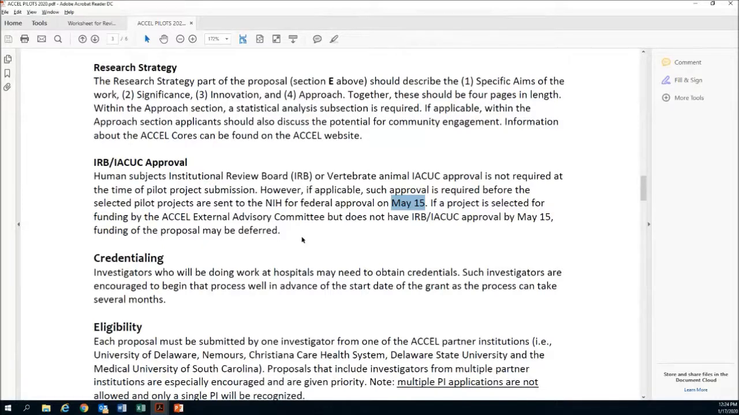So do this early. Unless you have a really complicated study, in which case you're probably not going to be able to do it with a pilot in 1 year anyway. The IRB submission should be pretty straightforward. All right, so start that early. Start working on your badge sketch early.